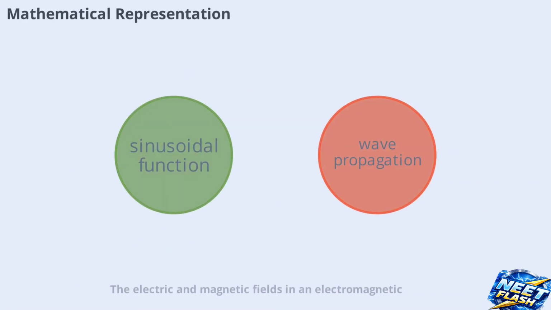Electric and magnetic fields in an electromagnetic wave can be described mathematically as sinusoidal functions. For a wave propagating in the positive x direction, the electric field E and magnetic field B are given by E = E0 sin(kx − ωt) and B = B0 sin(kx − ωt). Here E0 and B0 are the amplitudes, k is the wave number, and ω is the angular frequency. The speed of the wave is determined by the ratio ω/k.